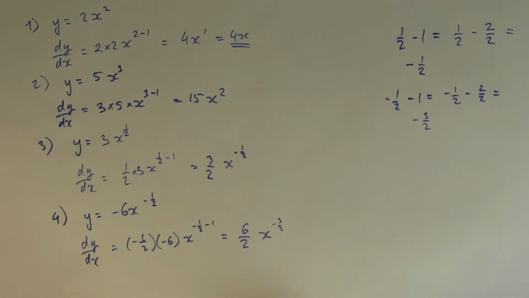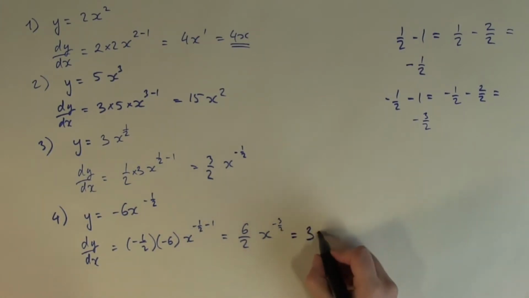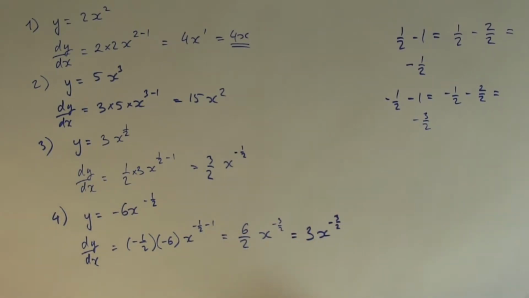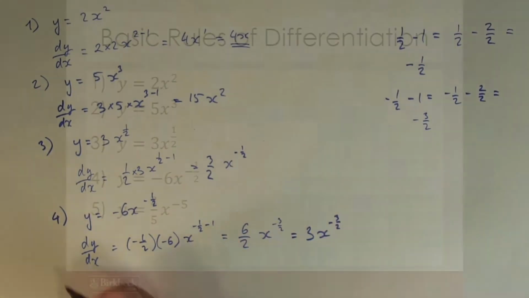And the last thing to spot here is that 6 over 2 is just 3. So it's 3 times x to the minus 3 halves, or minus 3 over 2.